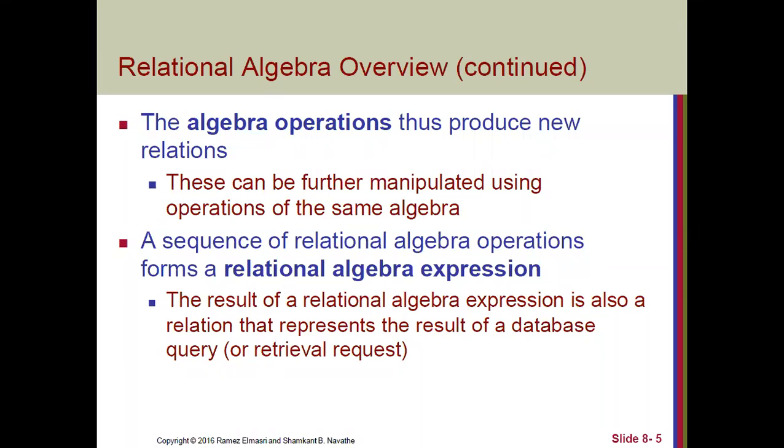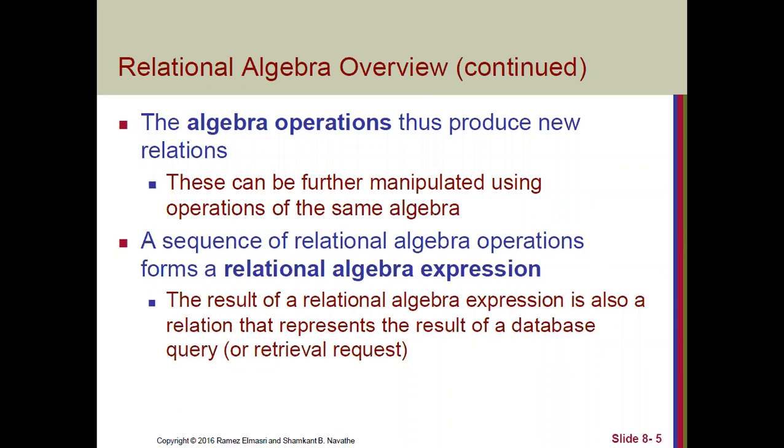So a sequence of relational algebraic operations forms a relational algebraic expression. If you have more than one operation involved in a sequence, let's assume you have taken a few tuples from a relation, then you have combined those tuples with another relation, and then you have taken specific tuples from the result. So you applied three operators consecutively. Such a sequence of operations is called a relational algebraic expression.